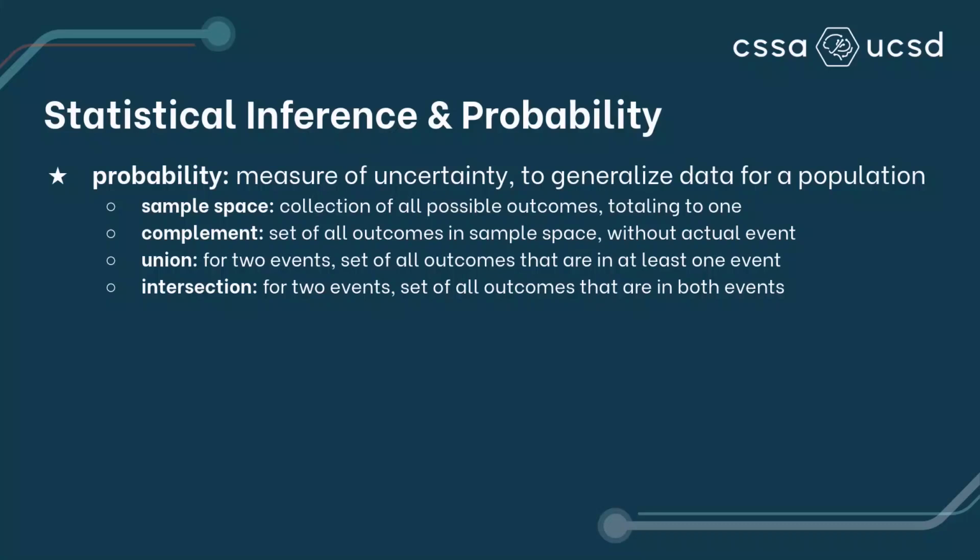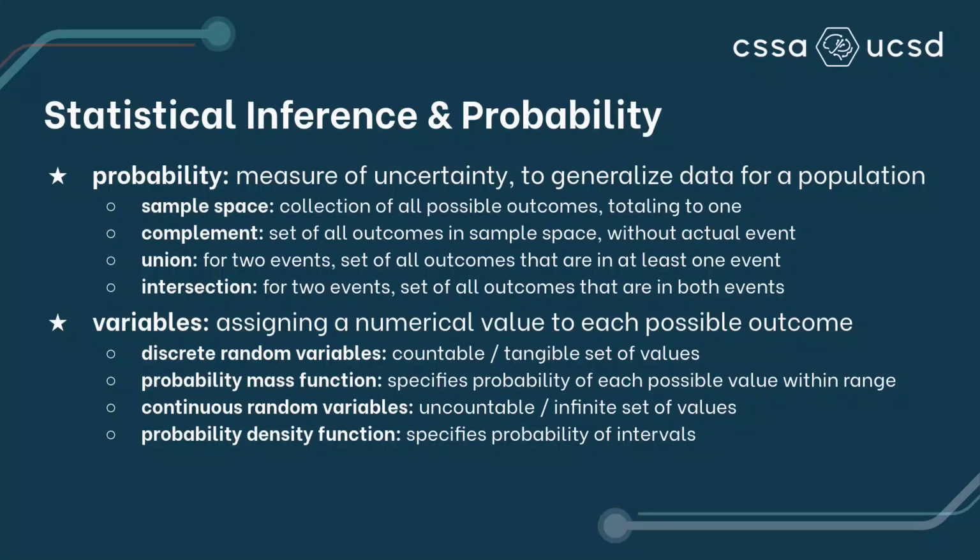Sample space, complement, union, and intersection are other types of measures within probability, which we will not cover, but I did put it there for your reference in the future. And with probability, we have variables, which is when you assign a numerical value to each possible outcome. In the example before, there's an outcome that I will be late to lecture, and there's an outcome that I will be on time to lecture. We can assign said numerical value to those two outcomes.